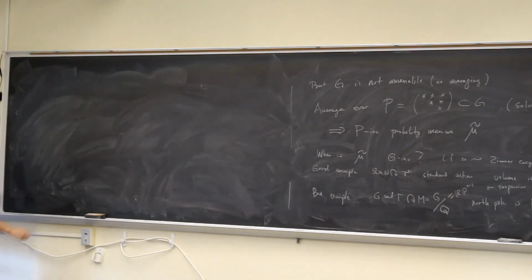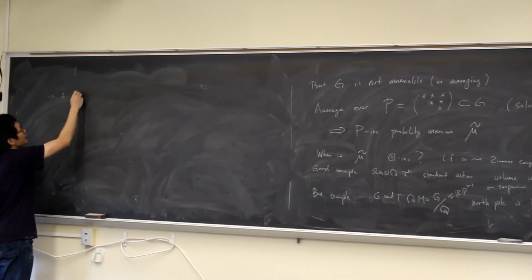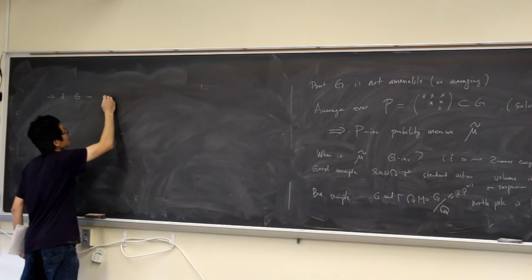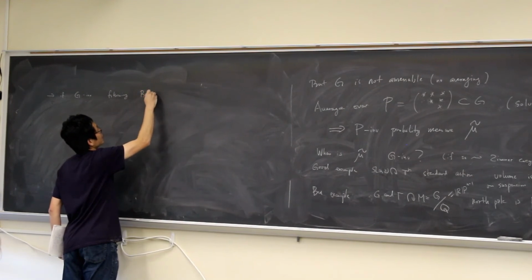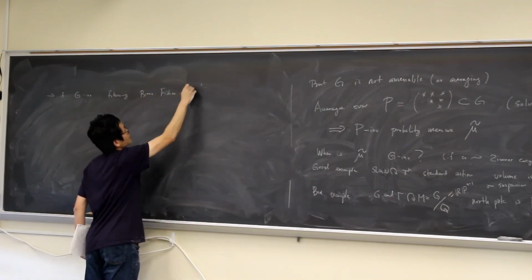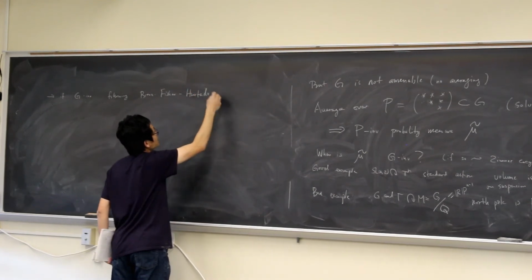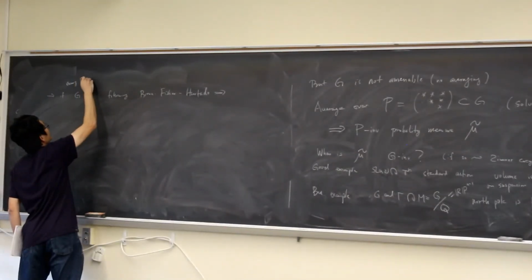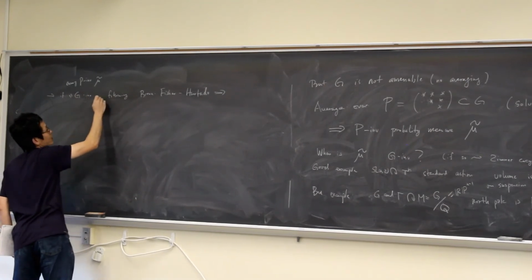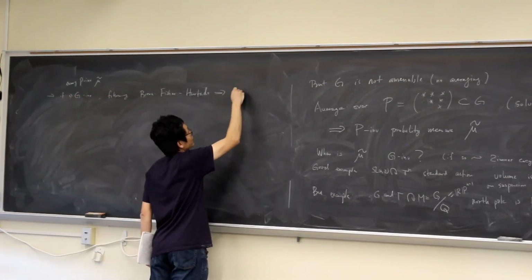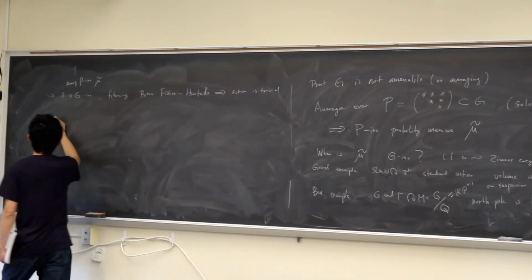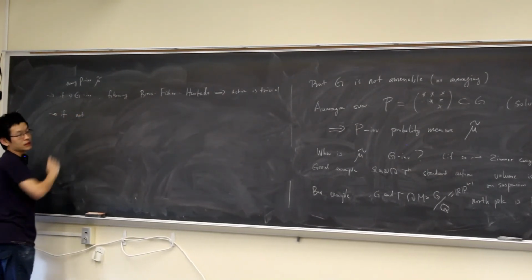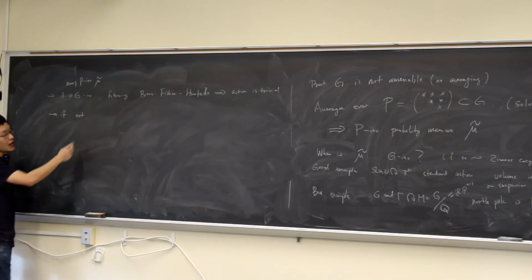Now, there are two cases. If that's G invariant, then the proof, following Brown-Fisher-Hurtado, says that if every P invariant measure mu tilde is G invariant, then we can show that the action is trivial. If not, then you can ask what happened.